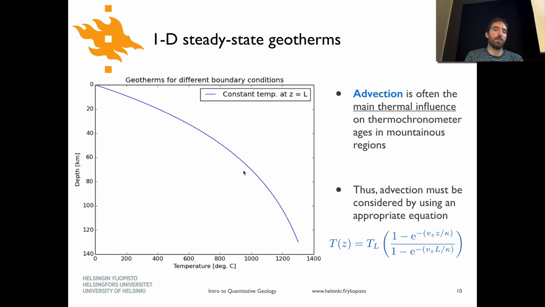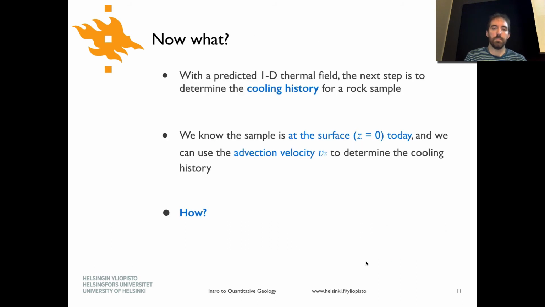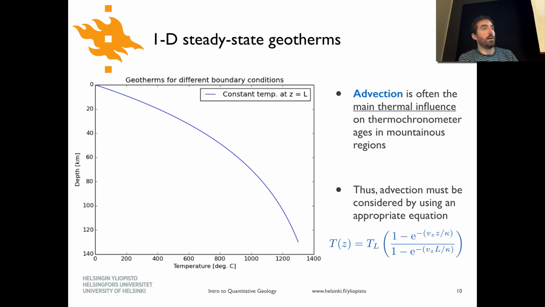So here's a typical geotherm in continental lithosphere, going from 0 to 1300 degrees at 130 kilometers depth. And you can see obviously that it's not a straight line. It might look somewhat straight up here, but the curvature is more or less across the whole depth range. And the equation we're looking at is just plotted here. It's a simple solution for constant uplift rate at steady state with a fixed temperature at the top and a fixed temperature at the bottom.